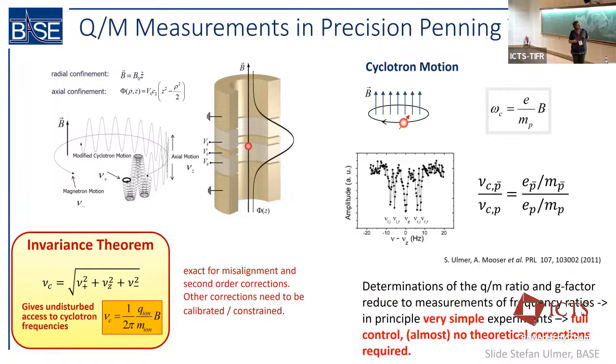So what is used in these measurements, which measure the charge to mass ratio, is this relation, and what we've seen before. And you can very easily then measure the frequencies of the different particles which are in that trap. And if you measure these frequencies, you can compare, for example, here, this is the comparison of the charge to mass ratio of the proton and the antiproton.